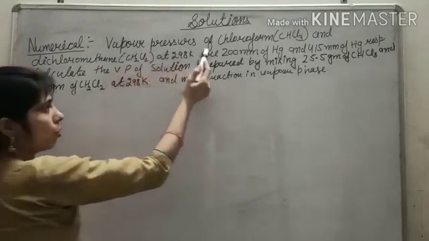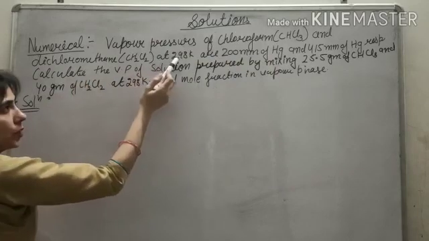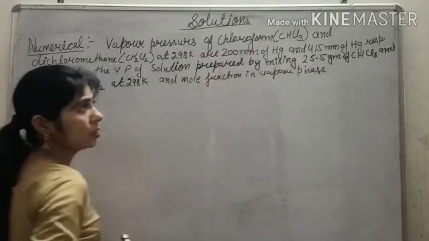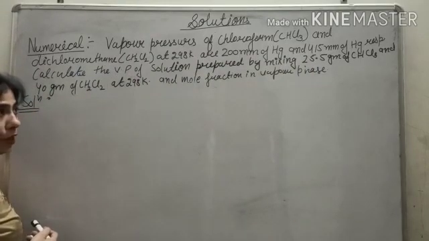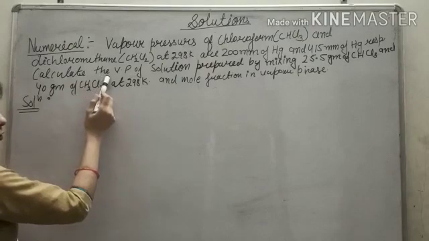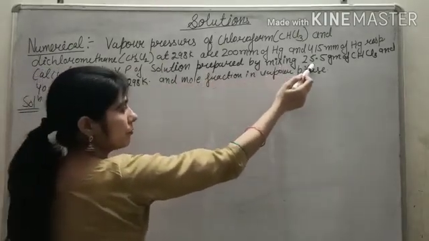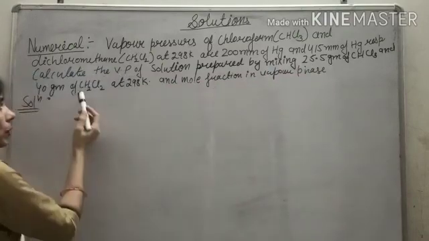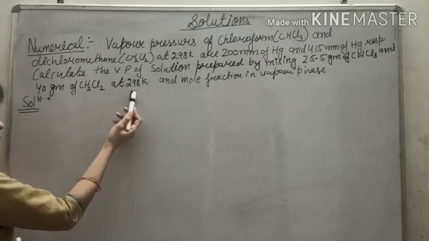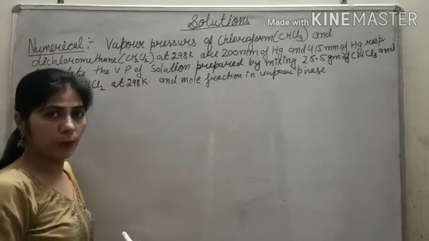Vapor pressures of chloroform and dichloromethane at 298 Kelvin are 200 mm of Hg and 415 mm of Hg respectively. Calculate the vapor pressure of the solution prepared by mixing 25.5 gram of chloroform and 40 gram of dichloromethane at 298 Kelvin, and also calculate the mole fraction in vapor phase.